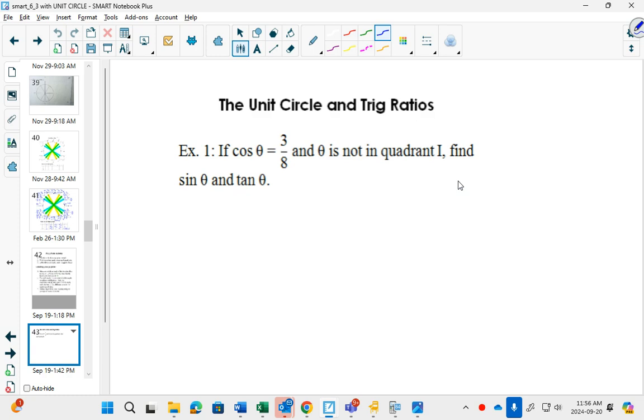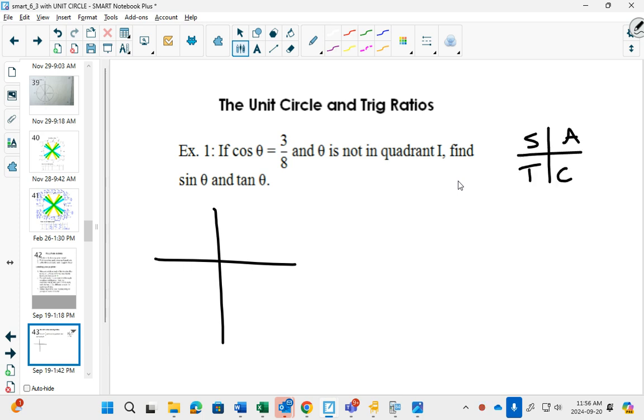It tells me cos of theta is 3/8 and theta is not in quadrant 1. If I draw all 4 quadrants, what quadrant would it be in? Well, it's positive, so it's in 1 or 4, but it's not in 1, they tell us, so it would have to be in 4. So I draw an angle in quadrant 4, and when I make a triangle, I have to go back to the nearest x-axis so that I have a reference angle included.